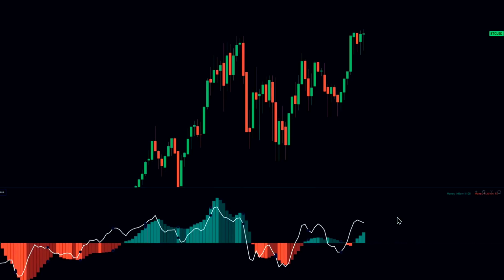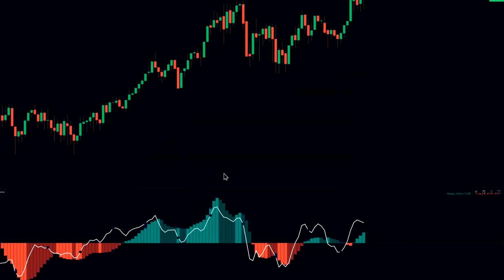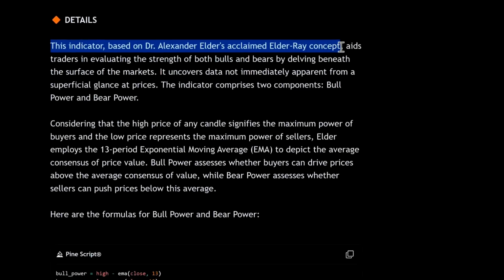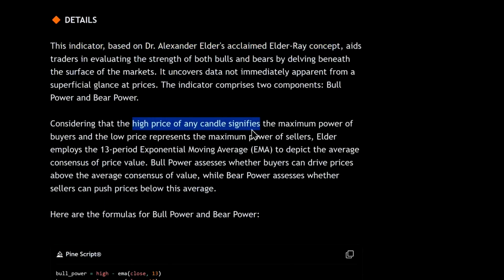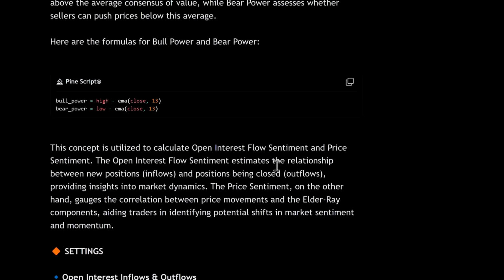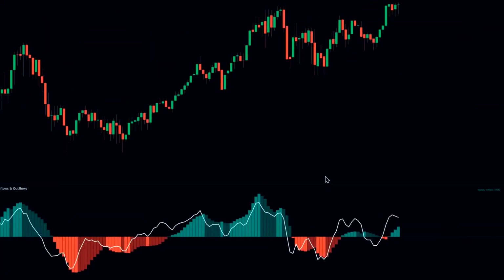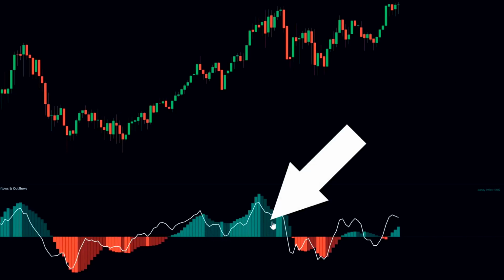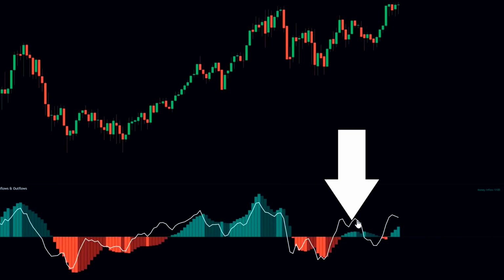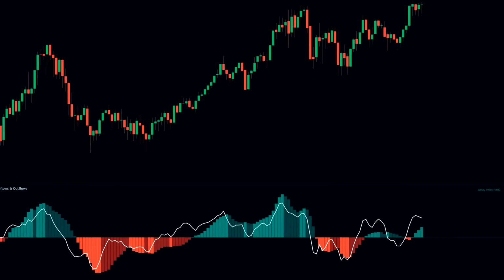Before we get into the conditions for taking a long position, it's important to note that this indicator is based on Dr. Alexander Elder's Elder Ray concept. According to Elder, the high price of any candle represents the maximum power of buyers, while the low price represents the maximum power of sellers. Elder uses a 13-period EMA to represent the average price consensus. Bull power checks if buyers can push prices above that consensus, while bear power checks if sellers can push prices below it. This concept is used in the open interest flow sentiment histogram and the price sentiment, white line, to help identify potential shifts in market sentiment and momentum.